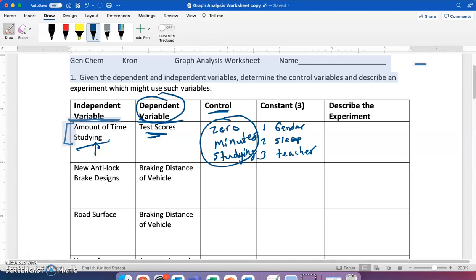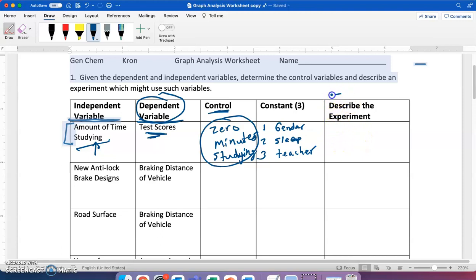If both groups score low, studying probably doesn't help. But if the 0 minute studying group does significantly worse than the group that did study, then I can say the studying helps. I can't say the studying is good unless I compare it to a group that doesn't study.